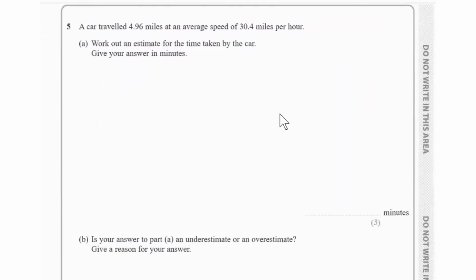Question 5 says a car travels 4.96 miles at an average speed of 30.4 miles per hour. Work out an estimate for the time taken by the car, giving your answer in minutes. So since you're asking us to work out an estimate, what we can do is round the 4.96 to 5. And the 30.4 can be rounded to 30.